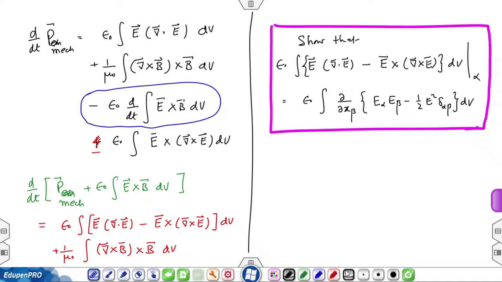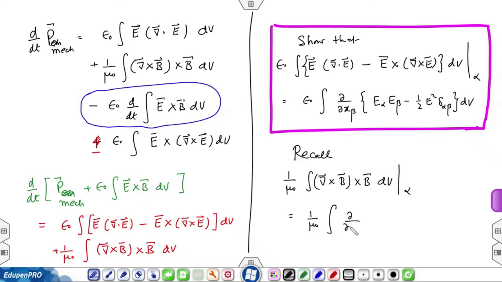The other term I want you to recall, I have already said so, but still I want you to recall: 1 over mu 0 curl of B cross B dV, alpha-th component, is equal to 1 over mu 0 integral d/dx beta, summation convention is being used, of (B alpha B beta minus 1/2 B square delta alpha beta) dV.